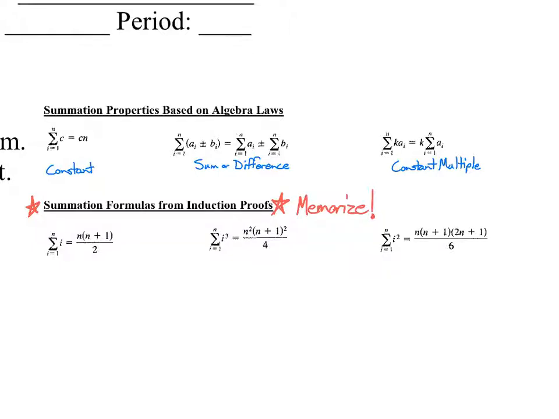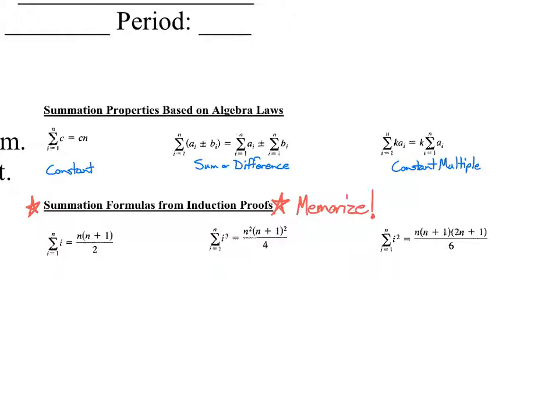Now, just to help us memorize, if you remember our arithmetic sequences, you had the first term plus the last term divided by 2, in other words, the average of the first and last term, times n. Well, if you think about the sum of the integers i, the first term is going to be 1, the last term is going to be n. So if we average those, we have n plus 1 over 2, and then we multiply that by the n. That's taken directly from our arithmetic series formula.